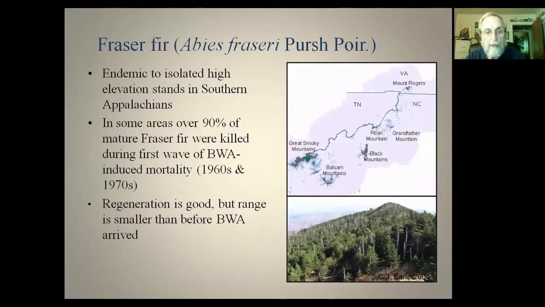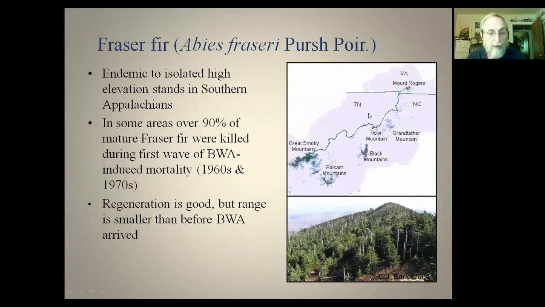So most of the native Fraser fir in the world is located in North Carolina, Tennessee, and Virginia. 75% of it is located in Great Smoky Mountains National Park, and then it goes all the way up to Mount Rogers in Virginia.